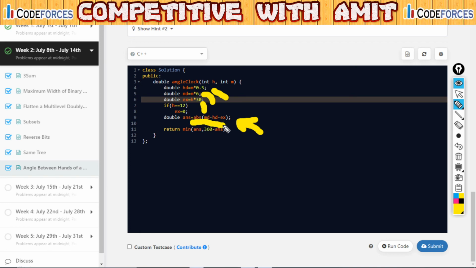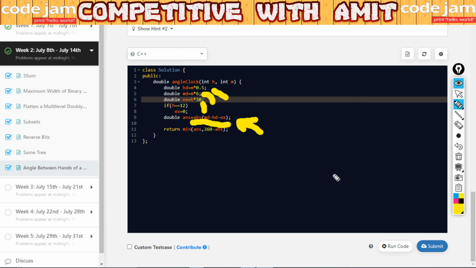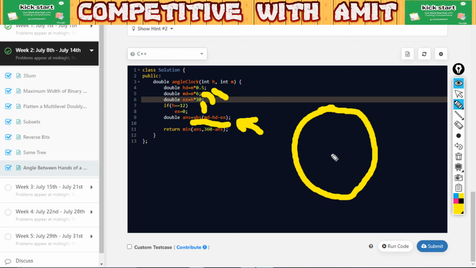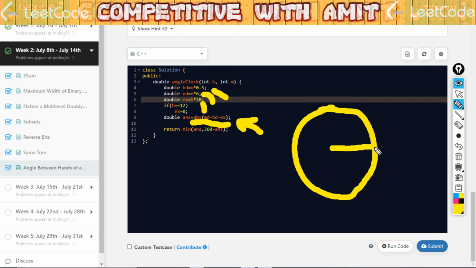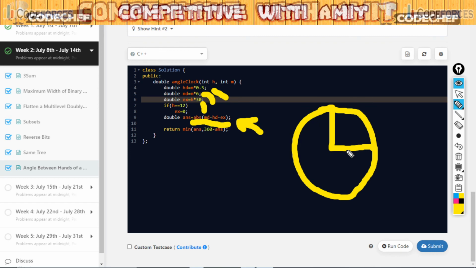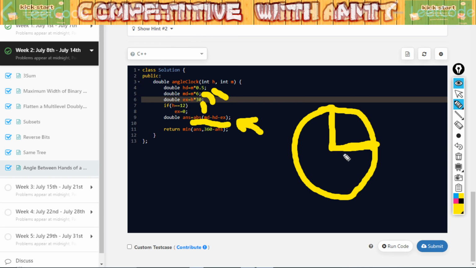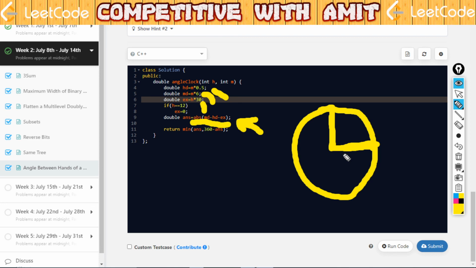Why we have taken the absolute value? Because sometimes the angle may be greater than that. Minutes hand can be behind. Suppose this is a clock and the time is 3 o'clock. So minutes hand is behind this. So if you will not take any absolute value, negative value will be generated because minute hand is behind this. That's why we have to take absolute value to find the exact answer.